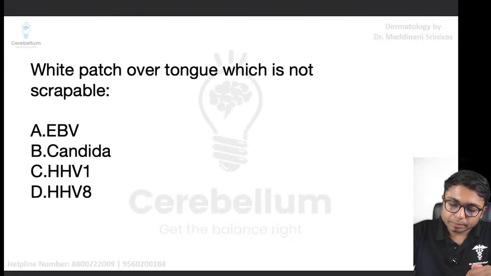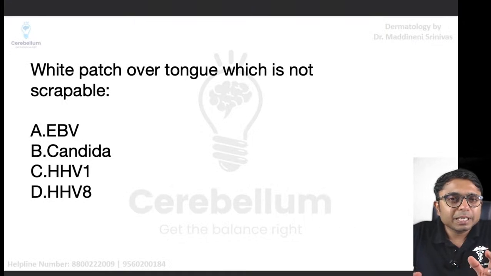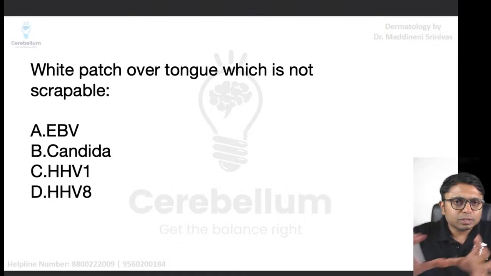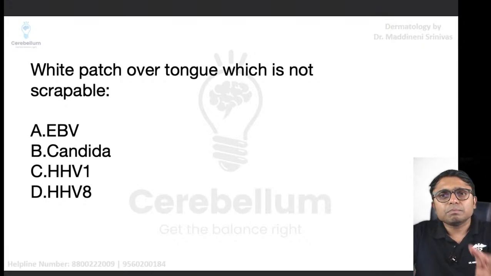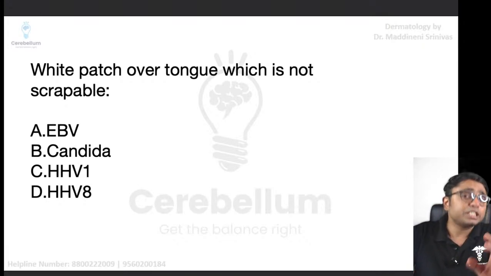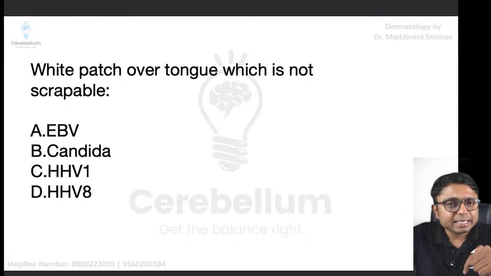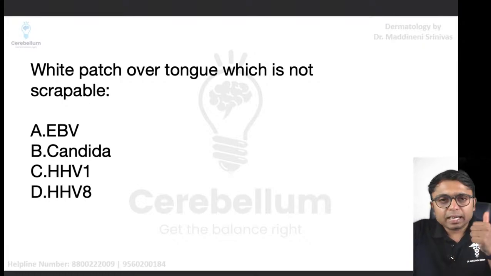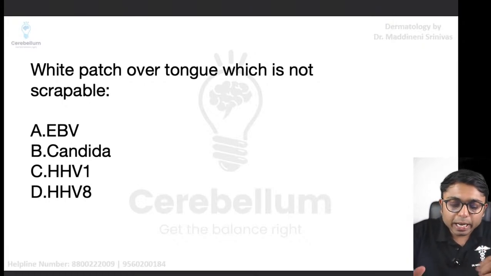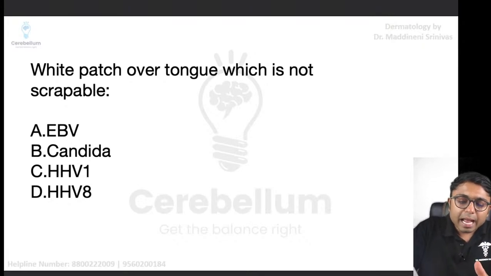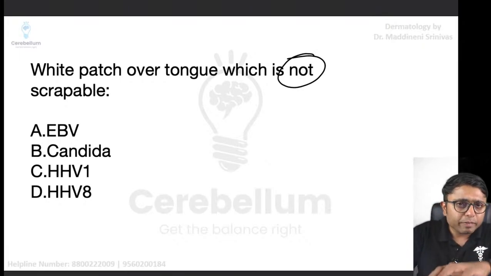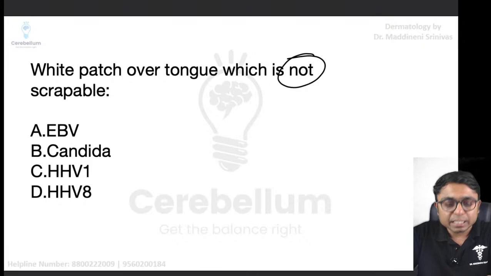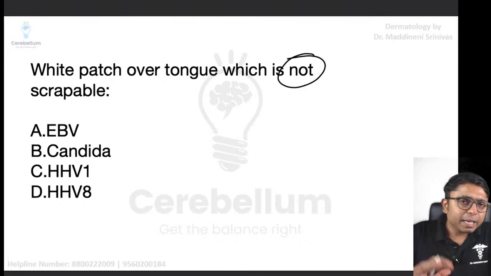Okay, and white patch present over the tongue. The students told that this was the description given in the question. Some students told that there was an image given. So please put in the comment section if there was an image, and like this video if there was no image. And white patch present over the tongue which is not scrapable. This NOT is going to be very crucial, which will change the answer from EBV to Candida.